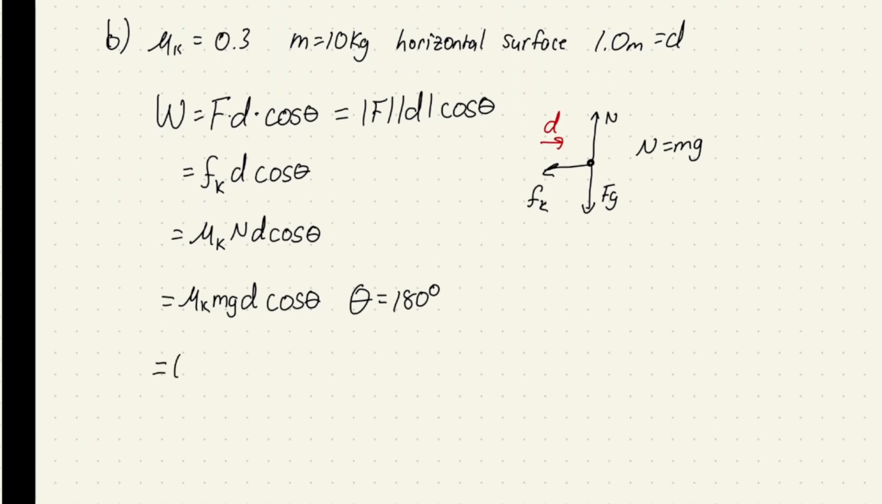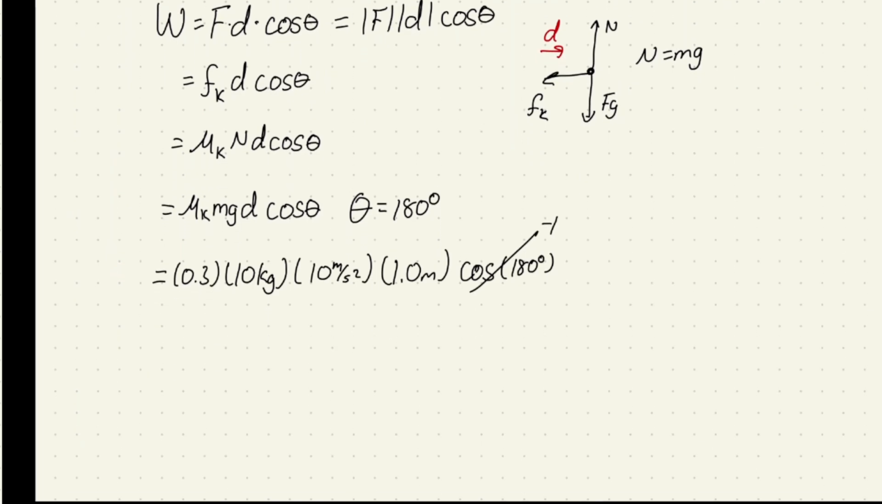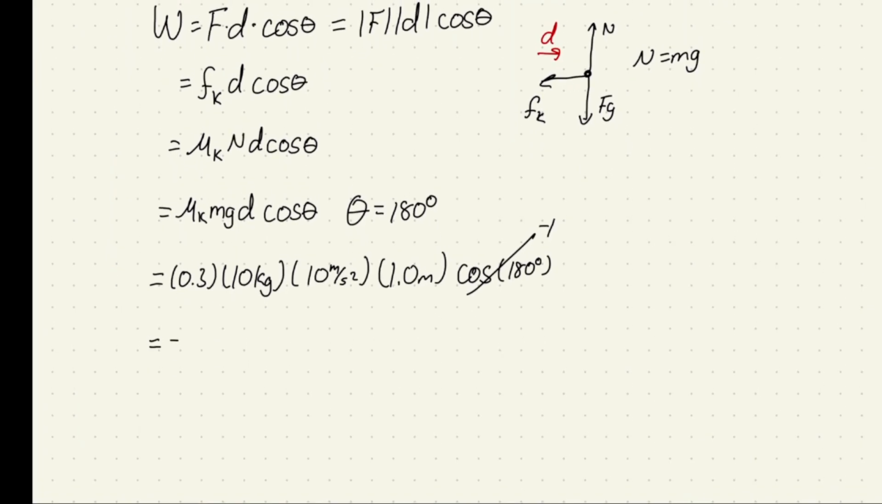So I can plug in 0.3 for mu. My mass was 10 kilograms. g is 10 meters per second squared. My displacement is 1.0 meters. And then I'll have cosine of the angle 180 degrees. So cosine of 180 degrees, that's just minus 1. So I get a negative, and I get 10 times 10 times 1, that's 100, times 0.3, so that would be 30. And my units are kilograms times meters per second squared times meters, which is a joule. So negative 30 joules is our answer.